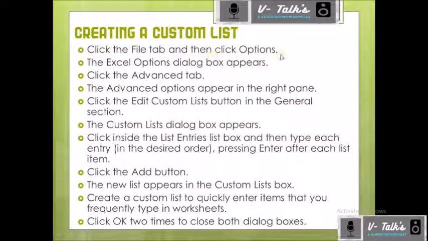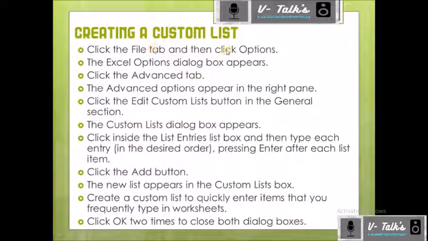Click the File tab and then click Options. The Excel Options dialog box appears. Click the Advanced tab. The advanced options appear in the right pane. Click the Edit Custom Lists button in the General section. The Custom Lists dialog box appears. Click inside the List entries list box and then type each entry in your desired order, pressing Enter after each list item. Click the Add button. The new list appears in the Custom lists box. Create a custom list to quickly enter items that you frequently type in a worksheet. Click OK two times to close both dialog boxes.